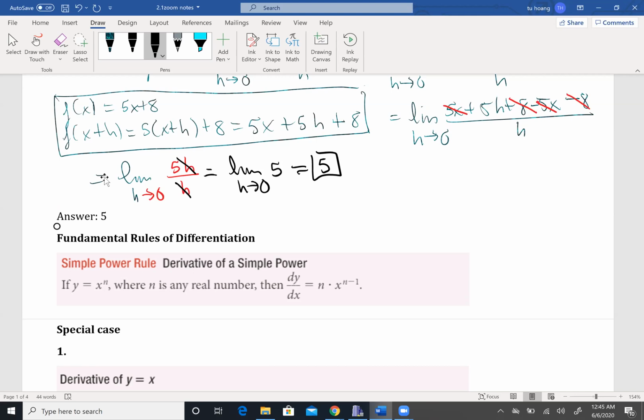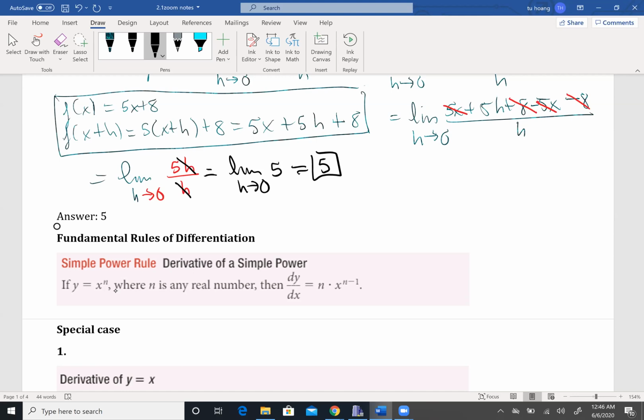So in simple power rule, for the derivative of a simple power, if f equals x to power n, in this case you know that you are having a polynomial or a variable with some power. Then you can apply the formula as dy over dx, or the derivative, will be equal to n times x power n minus 1.